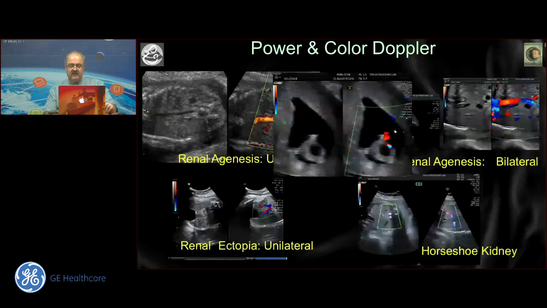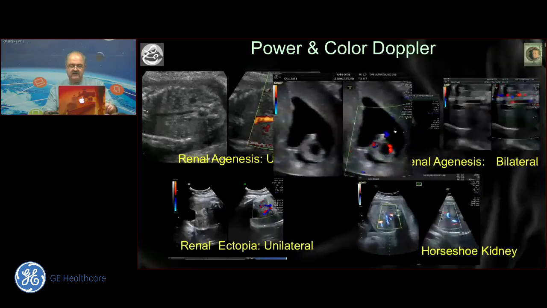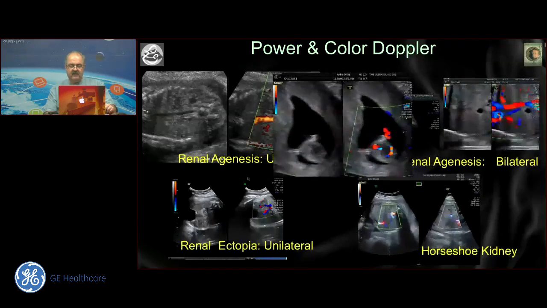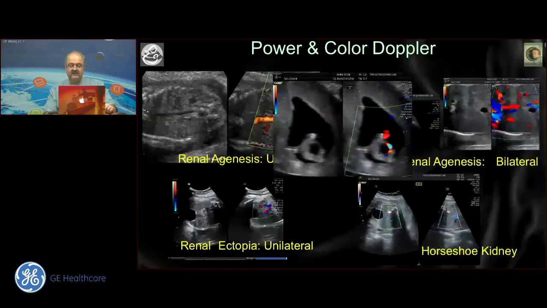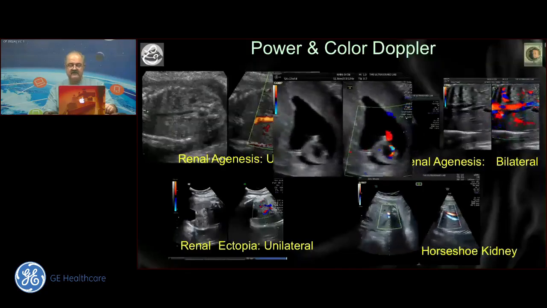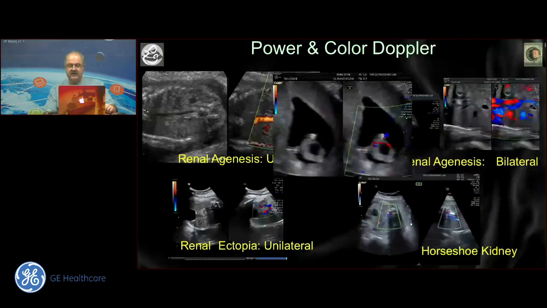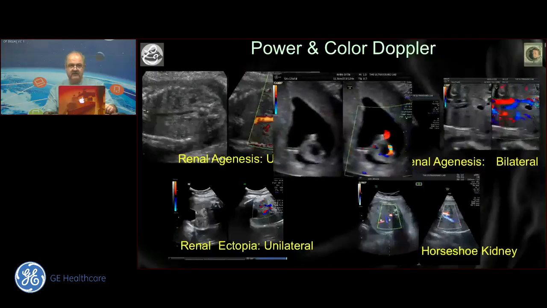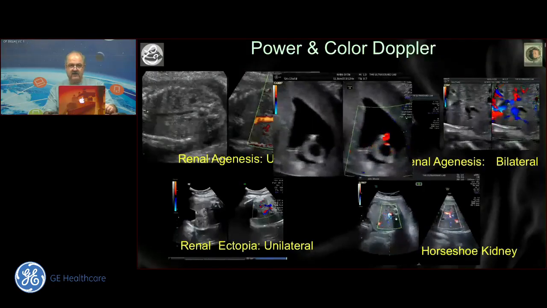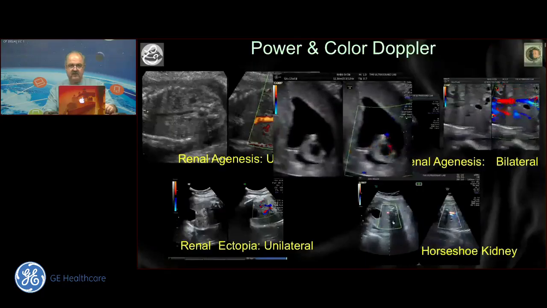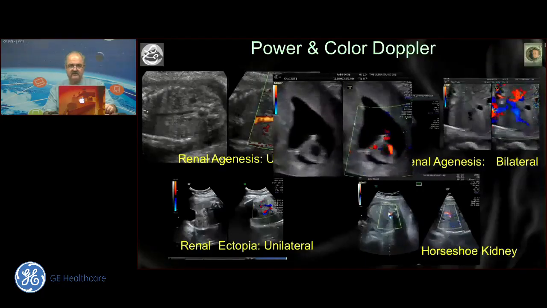Remember also that color is useful for demonstrating what goes on in an ectopic kidney, because you might find a nice vessel coming off. This is what I was referring to, the biplane. This is done with the matrix transducer, where here, for instance, I wasn't sure what this blob was. It seemed to have some strange vessels.